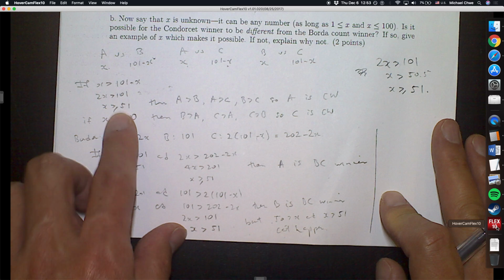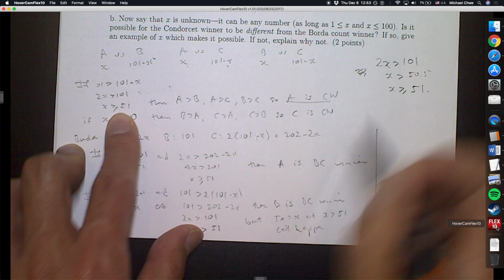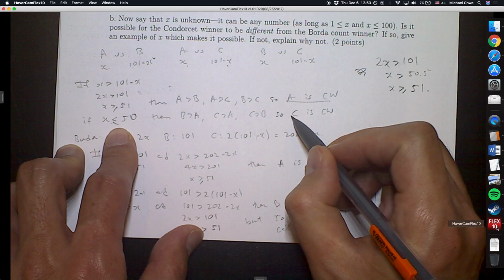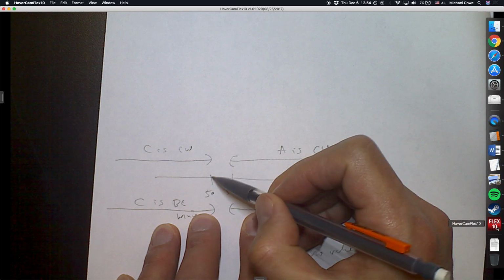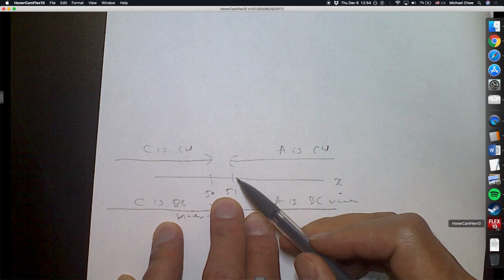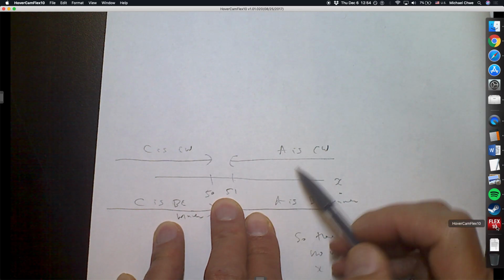Okay, so if x is greater than or equal to 51, A is the Condorcet winner. If x is less than 50, then C is the Condorcet winner. And I made a little table right here. This is a nice little graph. So this is x here. So when x is less than 50, C is the Condorcet winner. And when x is 51 or greater, then A is the Condorcet winner.